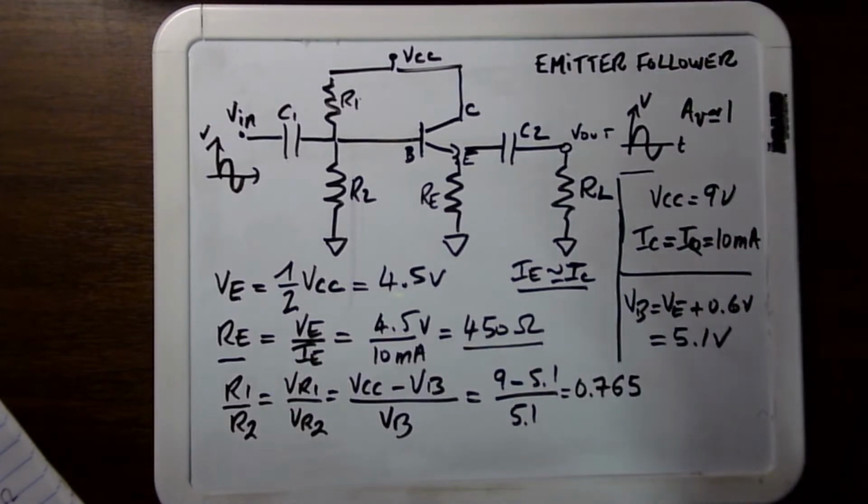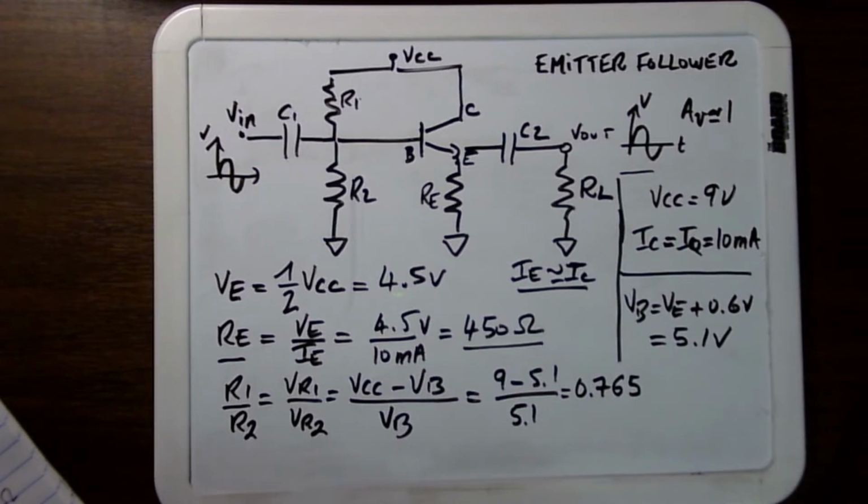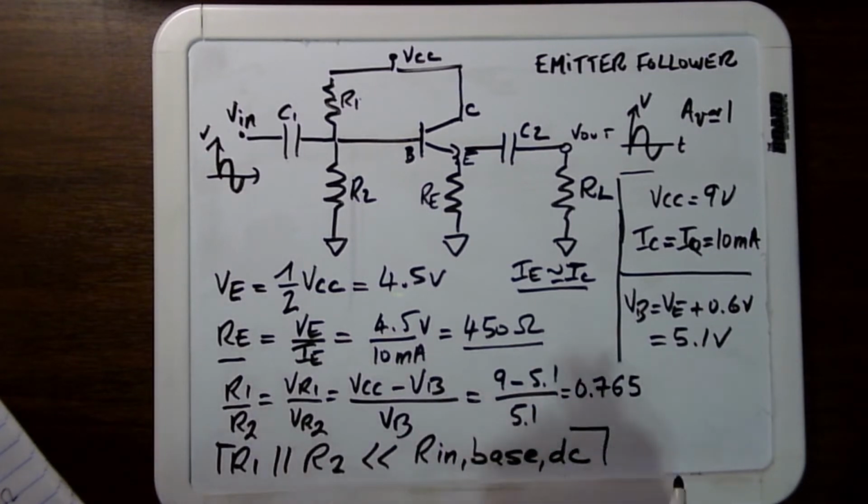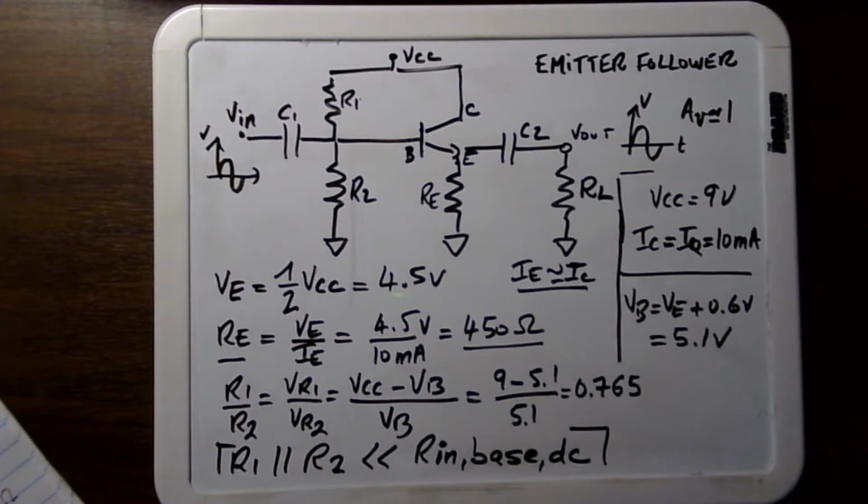So I'm going to refer to a previous video I made about the common emitter amplifier, where I explain where the formula I'm just going to put right now comes from. So please have a look at that video. I'm putting a link right now to it. And that says R1 in parallel with R2 must be much less than R in base DC. If you don't know about this, just look at that video, because I explain in more detail. Okay, let's switch board.